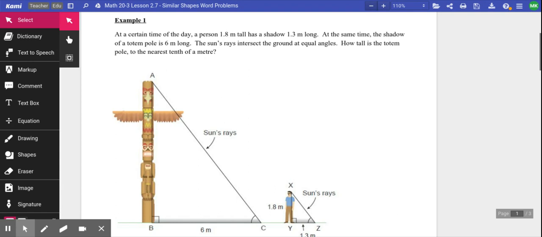So it says today's going to be all word problems. When there's a diagram, it's not so bad. Sometimes there's not diagrams. If you read it, it says at a certain time.